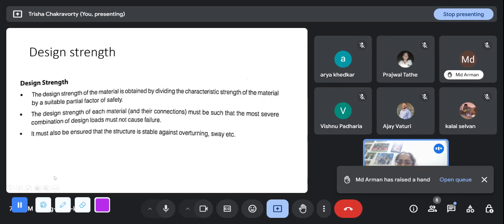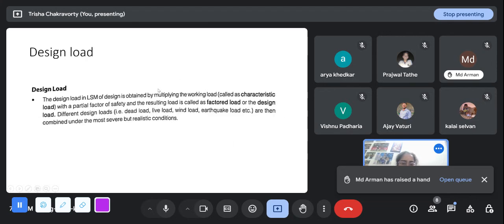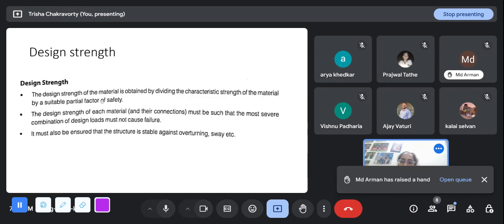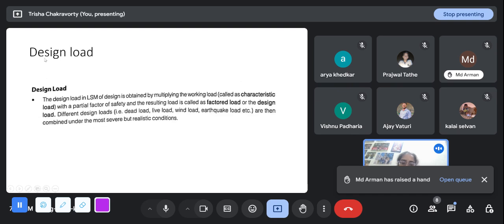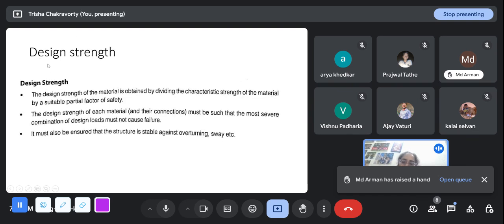And the design strength of the material is obtained by dividing the characteristic strength of the material by a suitable partial safety factor. Again, I told you why this is divided and that is multiplied. This is to make it safer rather than unsafe. The design strength of each material and their connections must be such that the most severe combination of design loads must not cause failure. So basically, the most severe design load and the weakest design strength, the strength should be more than the load.